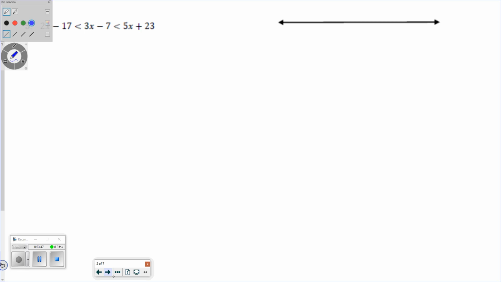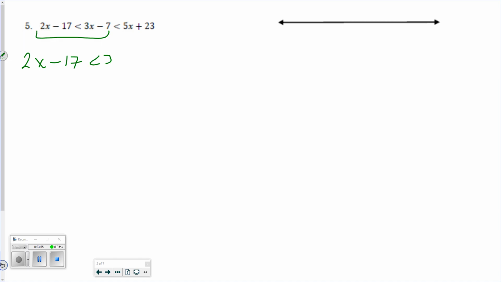Now, I have a compound inequality. These are always ands. So I'm going to break it up into 2 parts. 2x minus 17 is less than 3x minus 7, right? When we have any type of compound inequality, what you want to do is break it up, see what's being shared, and break it up this way.